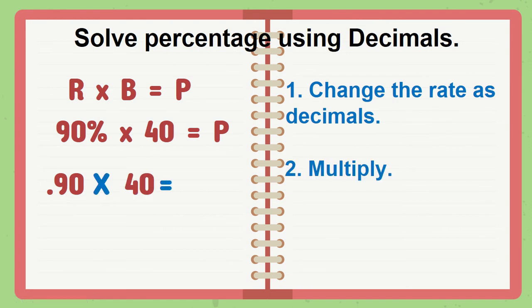equals, so step 2, multiply. So, 0.90 times 40 is 36.00. Remember, we have two decimal places. That's why we have two decimal places in the product. So, 36.00 is the same as 36.